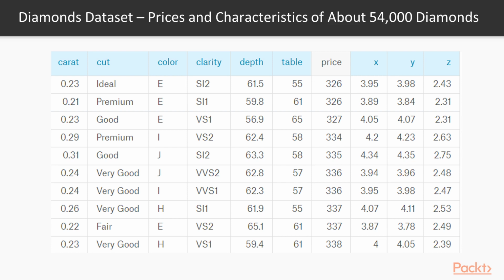So the goal here is to predict the price of the diamonds. So we will use all these features, all these variables from the diamonds dataset to predict the price. That is the goal of this example. Okay, so now let's go to the code, to the Jupyter notebook, to see how to build one deep neural network to predict the price with this dataset.